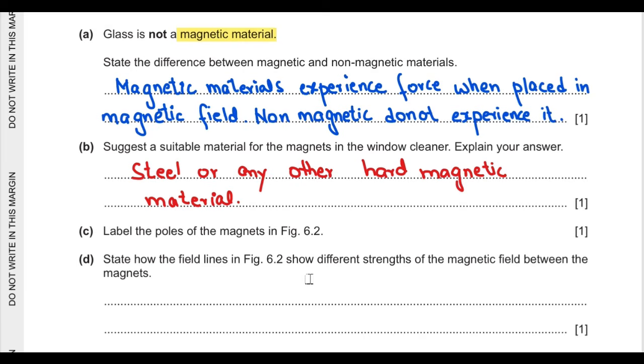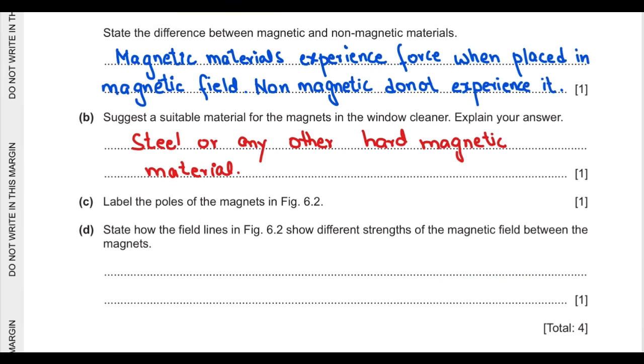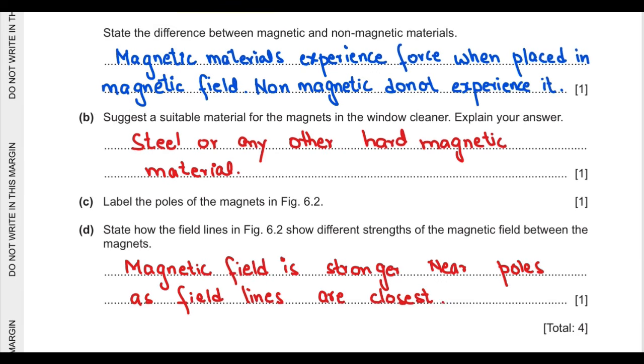D part says state how the field lines show different strength of magnetic field between the magnets. Overall, the field lines are very close to each other, so the magnetic field is very strong. But if we look at the poles, the magnetic field is even stronger at the poles. So what we can write is the magnetic field is stronger near the poles as the field lines are closest.